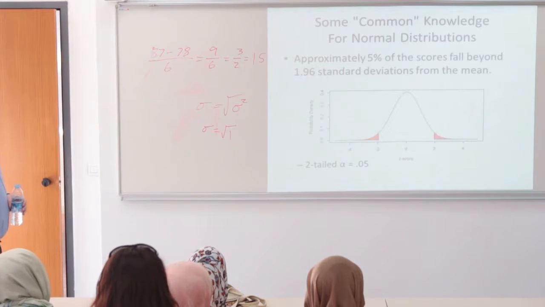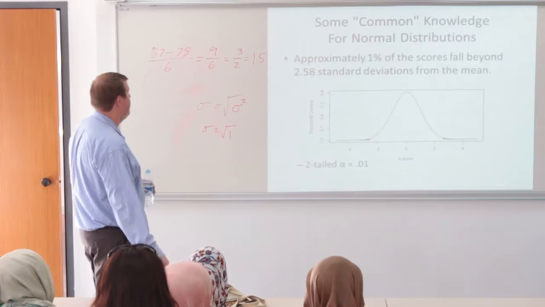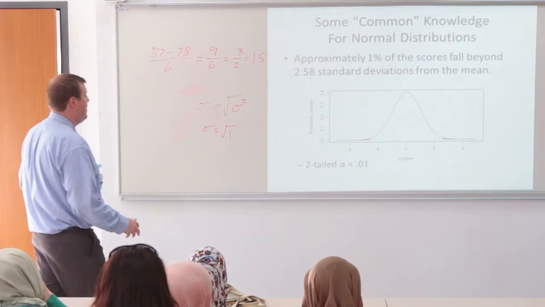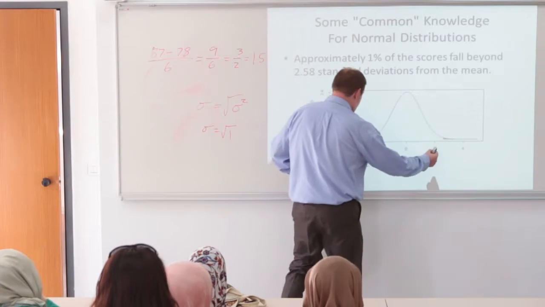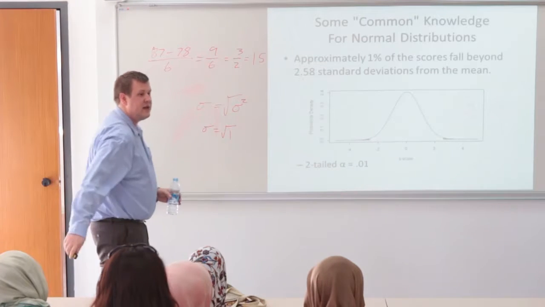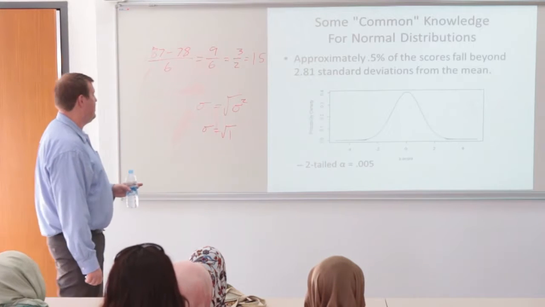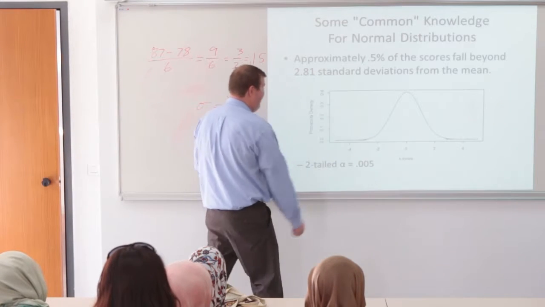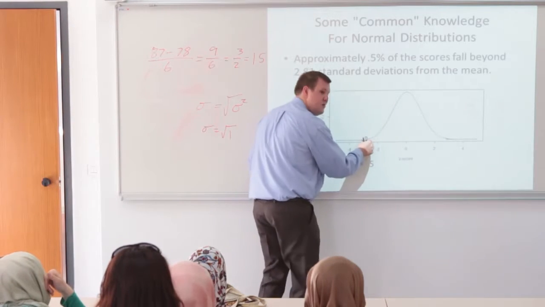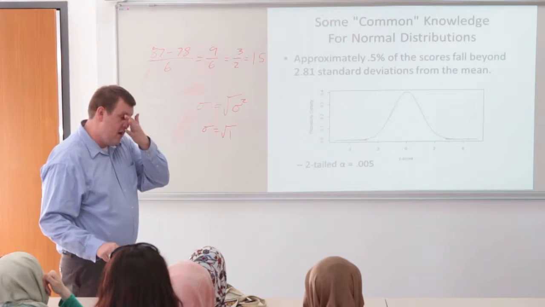So, cool. If we want to cut off 5%, so 2.5% on one end, 2.5% on the other, 1.96 standard deviations will do the trick. So this is a 2-tailed alpha of 0.05. If we want to have 1% of the scores left over, so 0.005 over here, 0.005 over there, we're looking at 2.58 standard deviations from the mean. And if we want a 2-tailed alpha of 0.005, now we have 0.0025 here, and 0.0025 there, 2.81 standard deviations cuts that off.